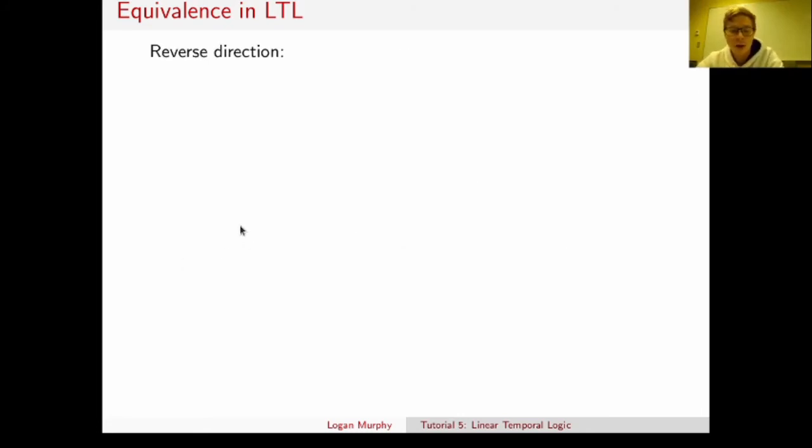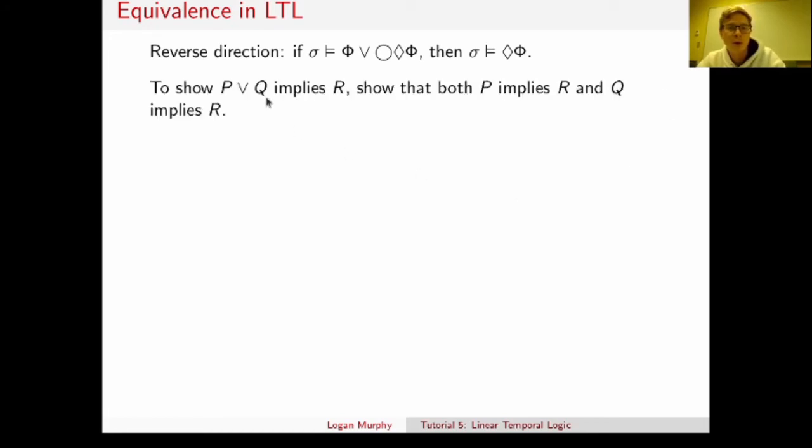For the reverse direction, we can assume that sigma satisfies phi or sigma satisfies next eventually phi, and then prove that sigma satisfies eventually phi. So remember from your logic courses that to show P or Q implies R, which is this disjunction that's in our premise, we need to show that both P implies R and Q implies R. So in other words, we have to do a case analysis on our premise, right? Show that if sigma satisfies phi, we can prove our goal, and if sigma satisfies next eventually phi, then we can prove our goal.